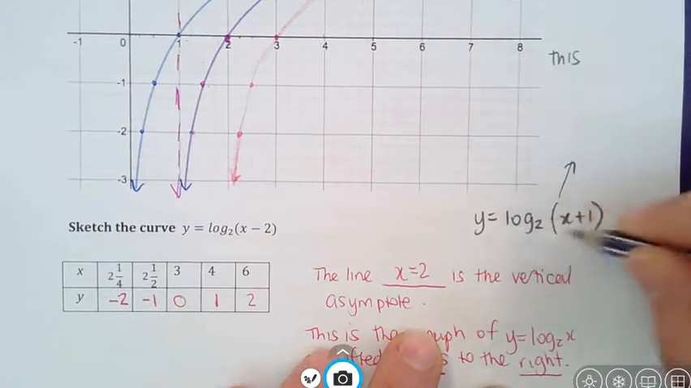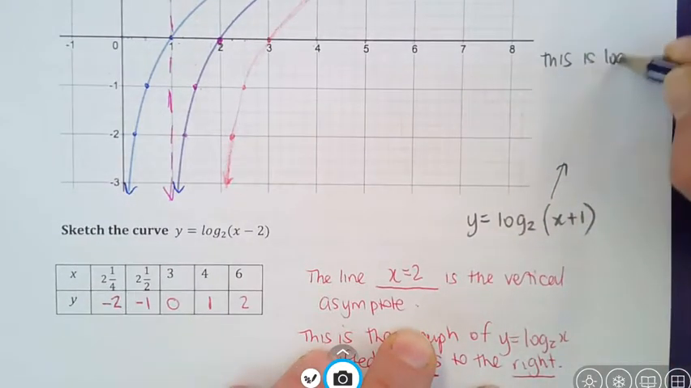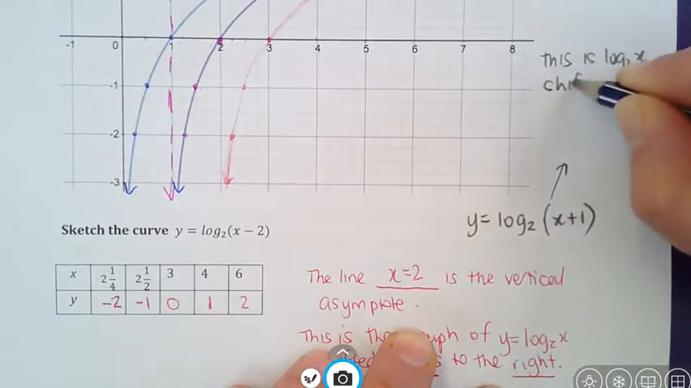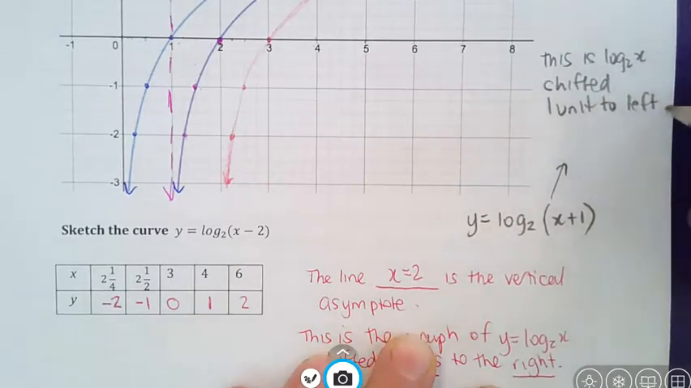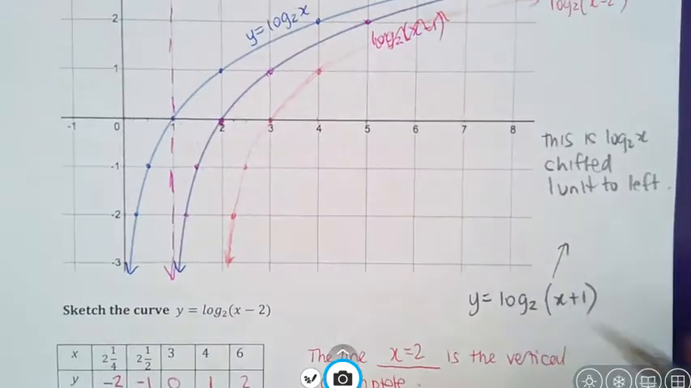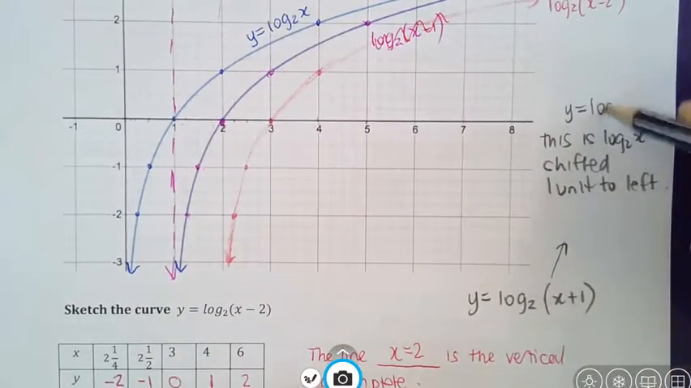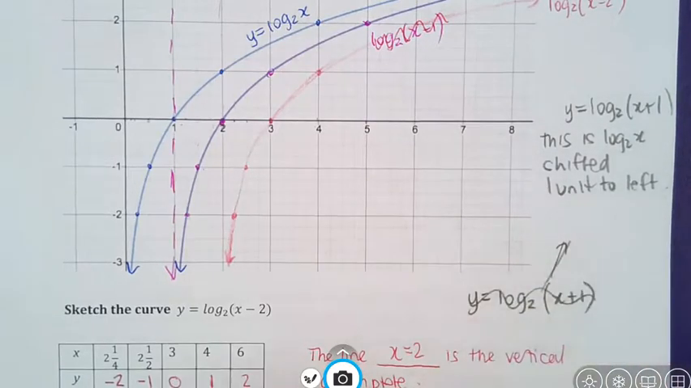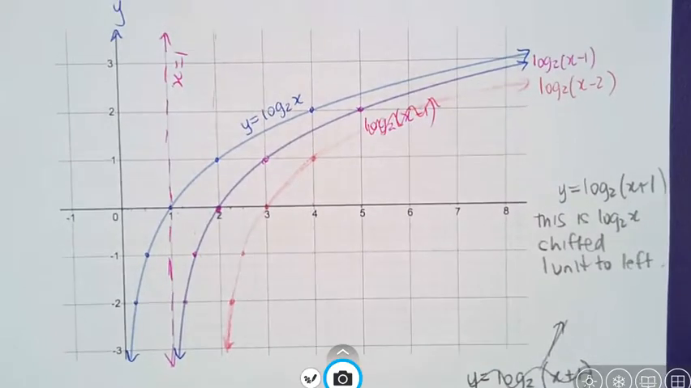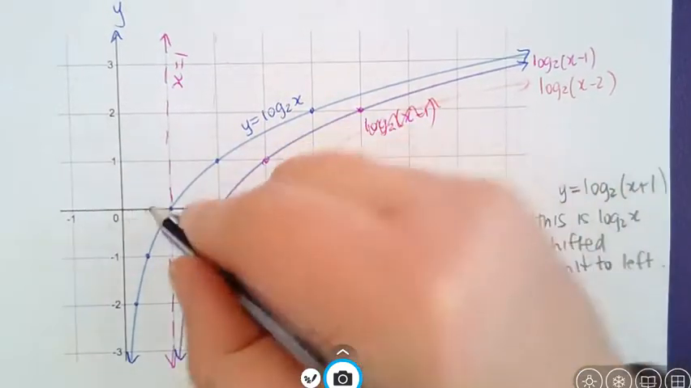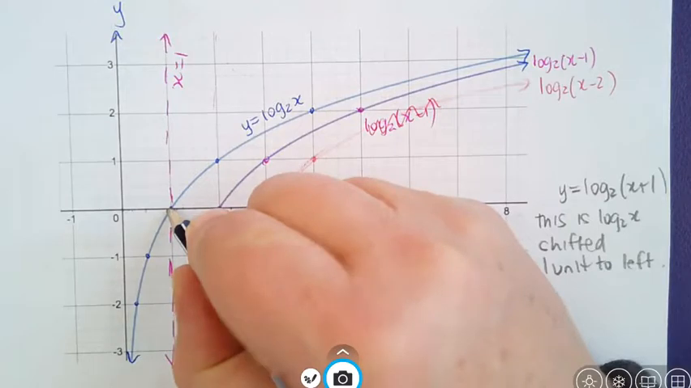So log to the base 2 of x plus 1 is log to the base 2 of x shifted 1 unit, this time to the left. Now, we okay with that one? Y equals log to the base 2 of x plus 1. I want that one sketched. Just let's not do a table of values this time. Let's just take the original graph and move everything you can see 1 unit to the left.